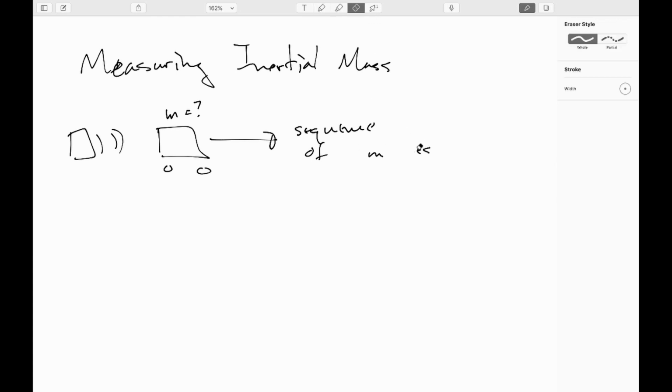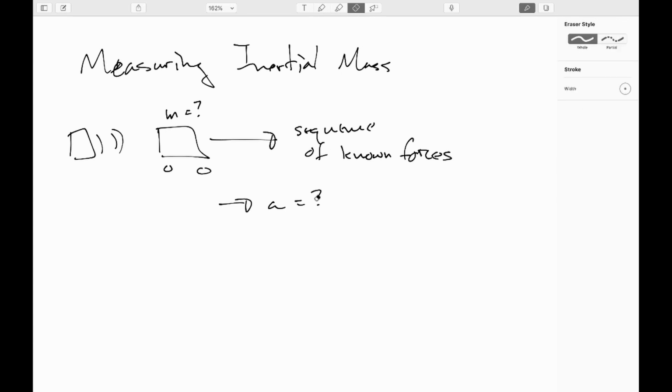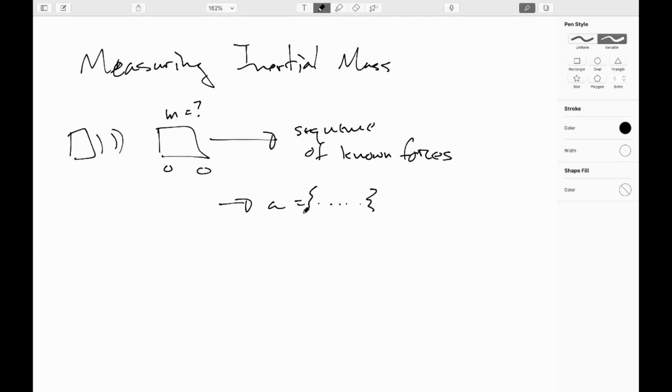Pardon me, that looks awful. Sequence of known forces. Sure, I can spell too. F-O-R-C-E-S. There we go. And from that we read out the associated accelerations. So we'll just say we've got a list of accelerations.